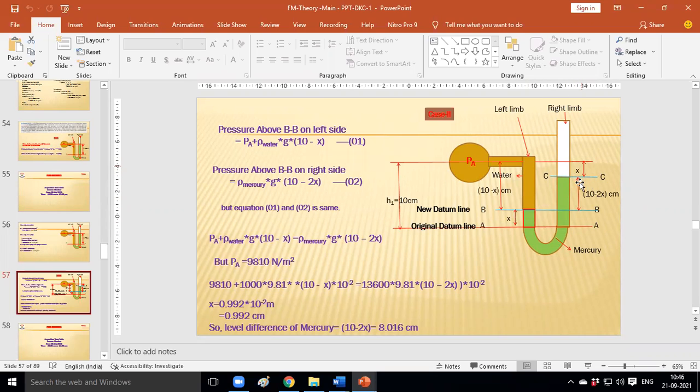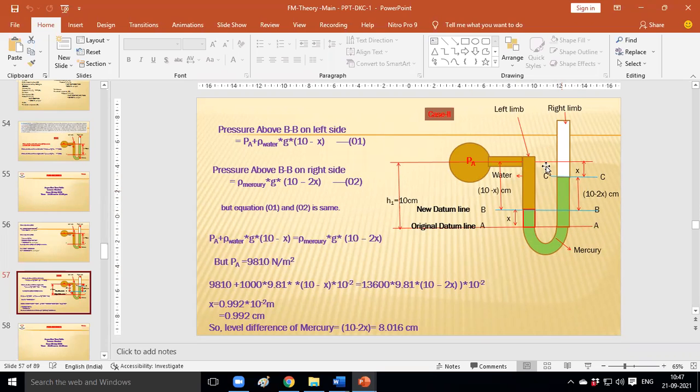See, this x goes down, this x goes up. The height is the same because the size of the manometer is the same. Size of the manometer means the diameter of the U-tube manometer is the same. It means the level of mercury goes up and, at the same time, goes down with the same height. Okay, so what will be the new datum line? We need to plot the new datum line.